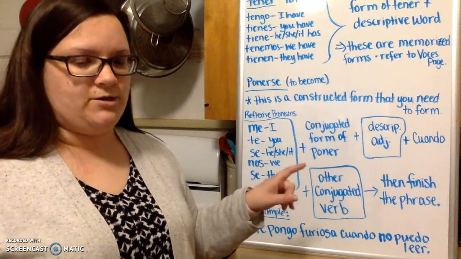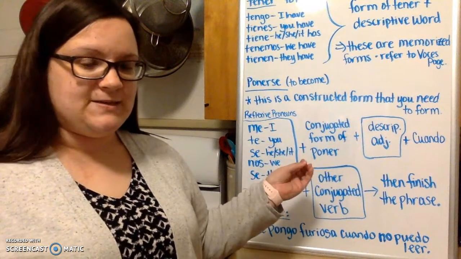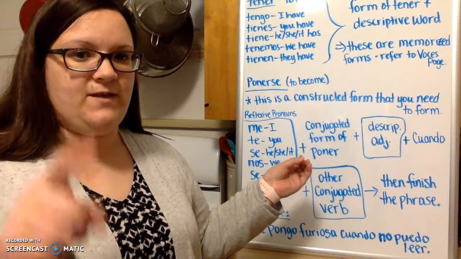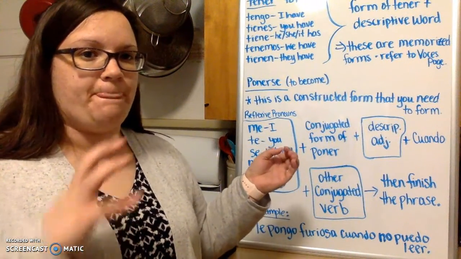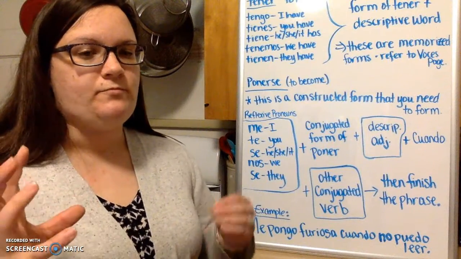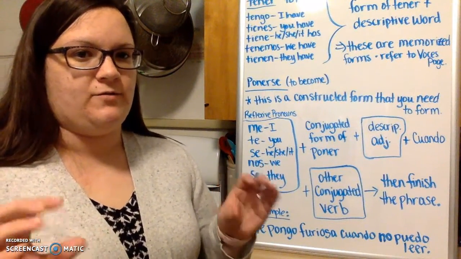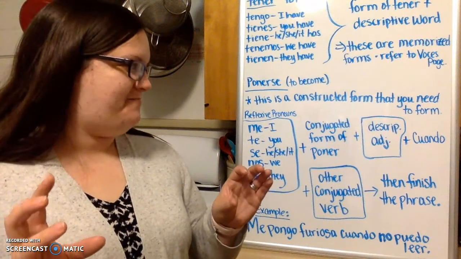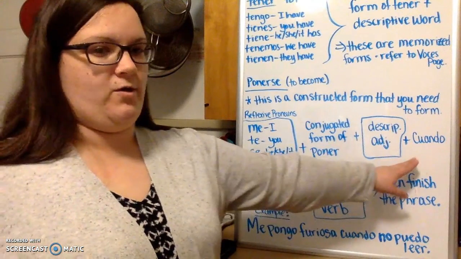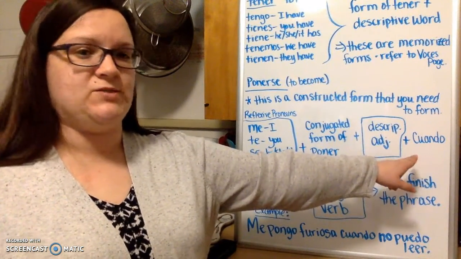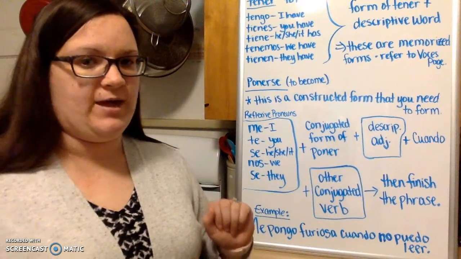The thing that makes this a constructed form is now that we have what makes that person, we need to know the thing that makes that person that way, all right? So this is a phrase that relies on a clause, essentially. So this is where the cuando comes in. The cuando just means when, okay? So when something happens, okay?